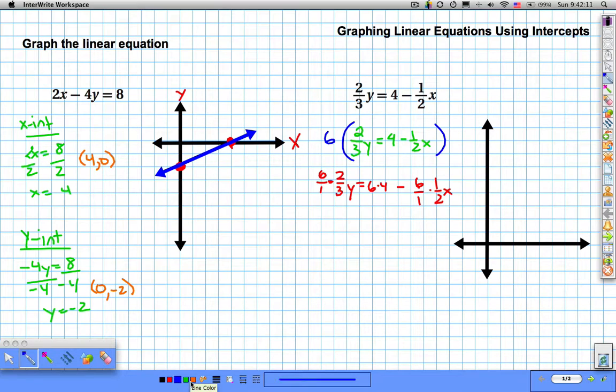So now I'm just going to use my regular algebra skills and my number sense here. 6 times 2 is 12, divided by 3 is 4. Some of you might see to cross cancel these first, that's fine. 6 times 4 is 24. And I'm going to have a negative. 6 times 1 is 6, divided by 2 is 3. So now I have a much nicer problem to deal with.